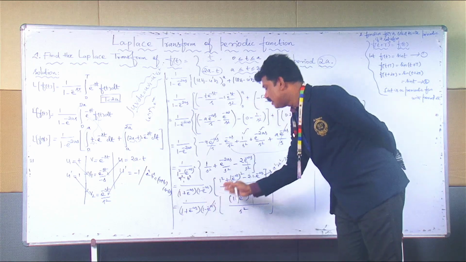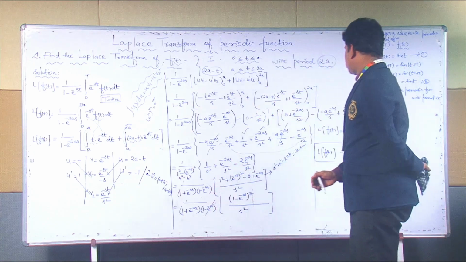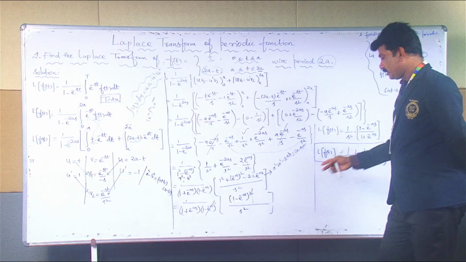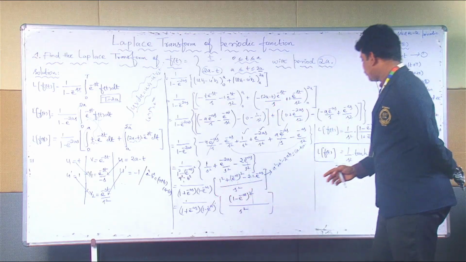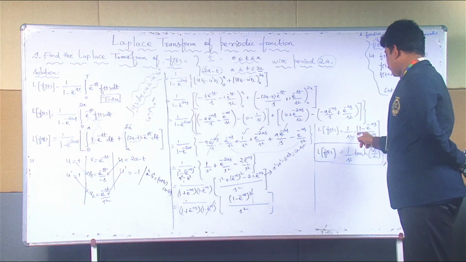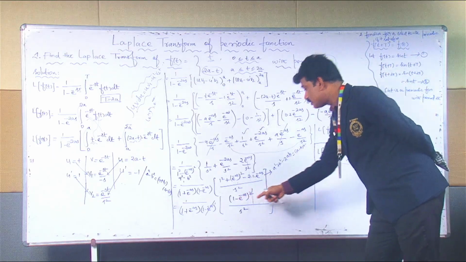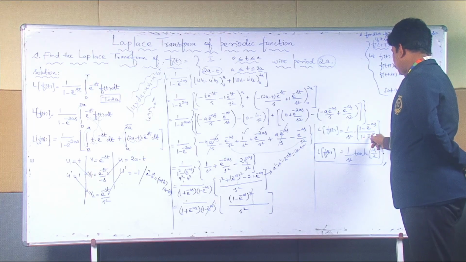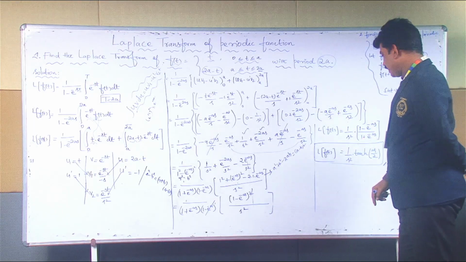This a square can be written on this side, in this corner. So finally we'll get, look at the result. So L of f of t equal to this a square can be written on this side. So 1 divided by a square into the numerator value. What is the numerator value? 1 minus e power minus as divided by 1 plus e power minus as.